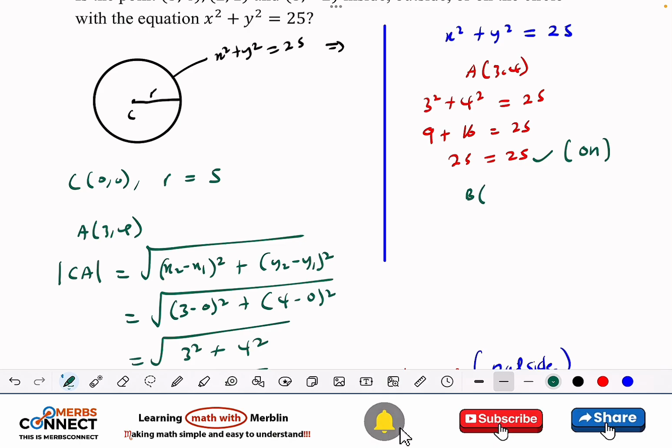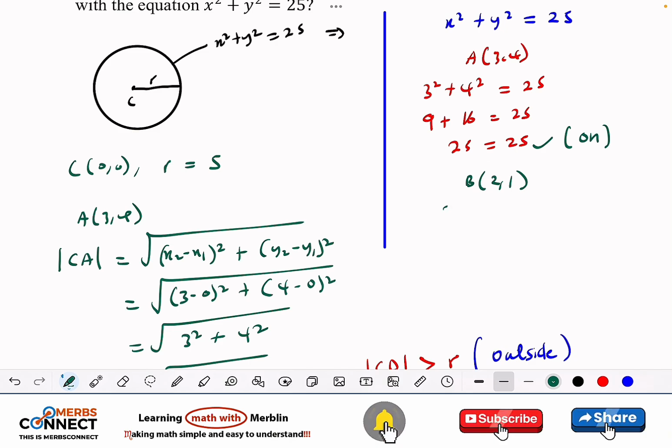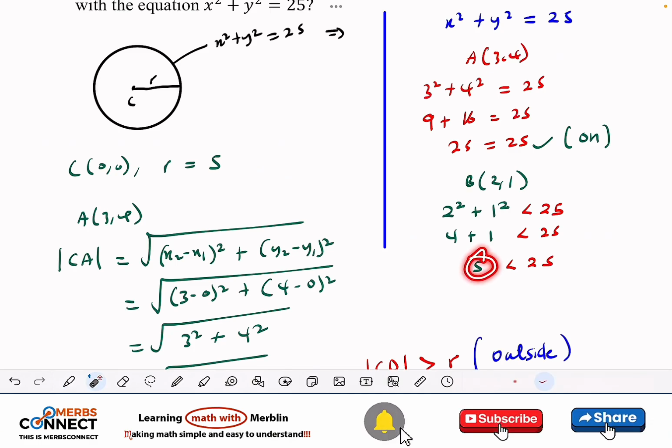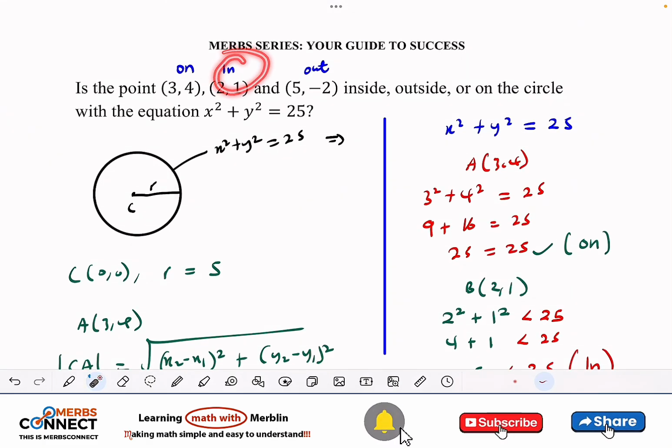Let's look at point B, (2, 1). Let's plug them in. This will be 2 squared plus 1 squared, and this will be 4 plus 1, and this is going to be 5. So we can see that when we are bringing in the 25, 5 is less than 25. So since it's less than, this is in. And that's what we had here, is in.